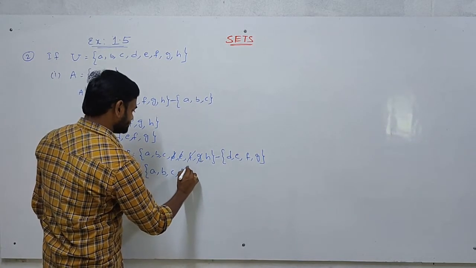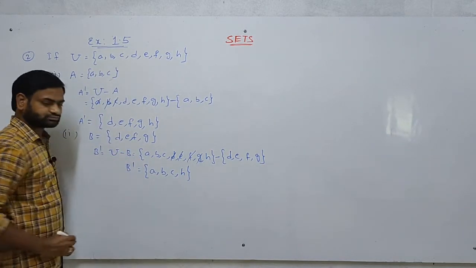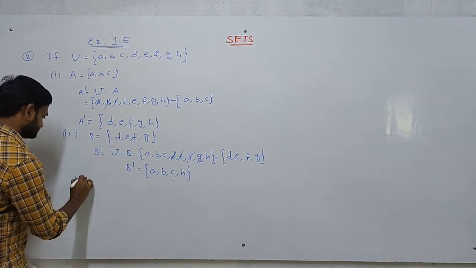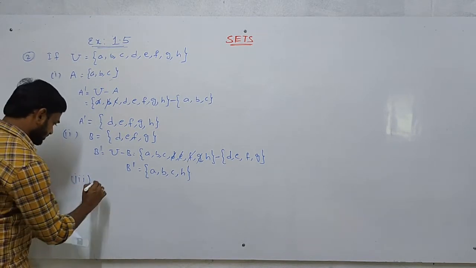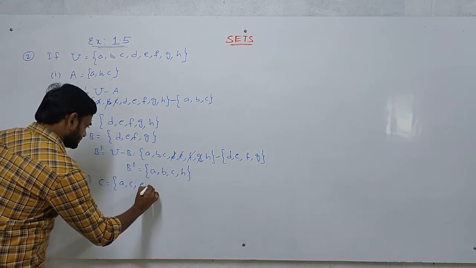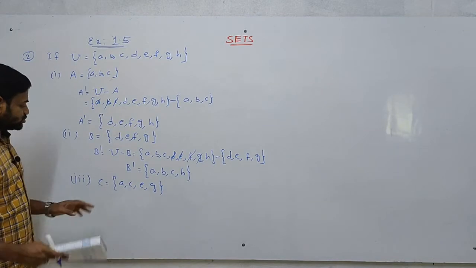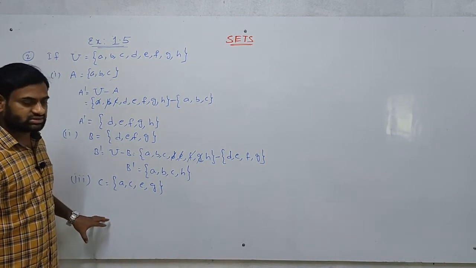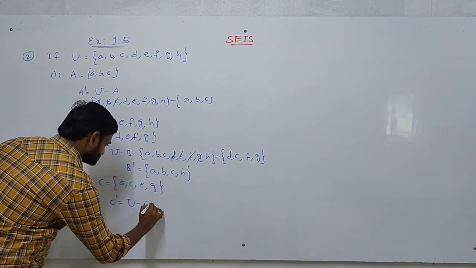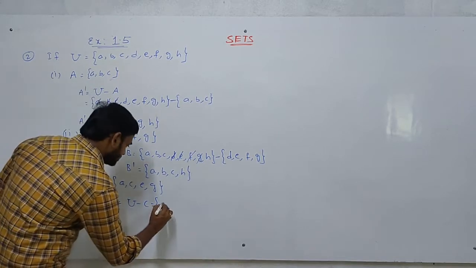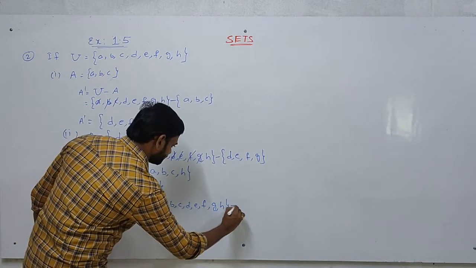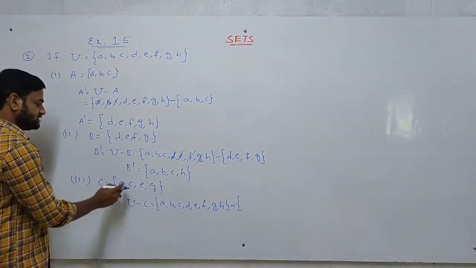Now next is H. That is B dash. Next, third one is C equal to A, C, E, G. So what is the complement of C? That is C dash. So C dash equal to U minus C. Now what is the U? A, B, C, D, E, F, G, H minus, what is the C?